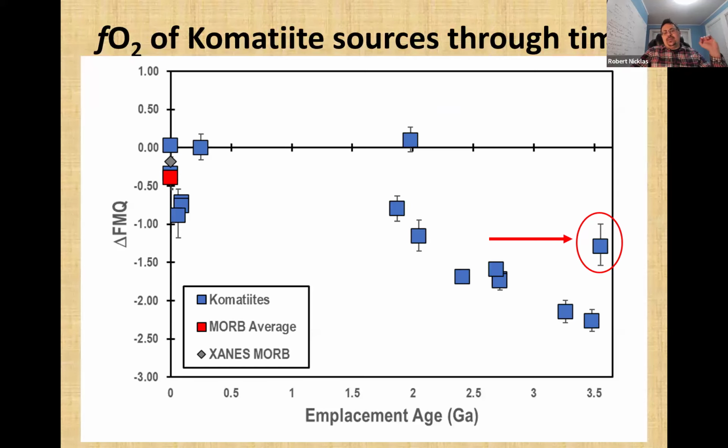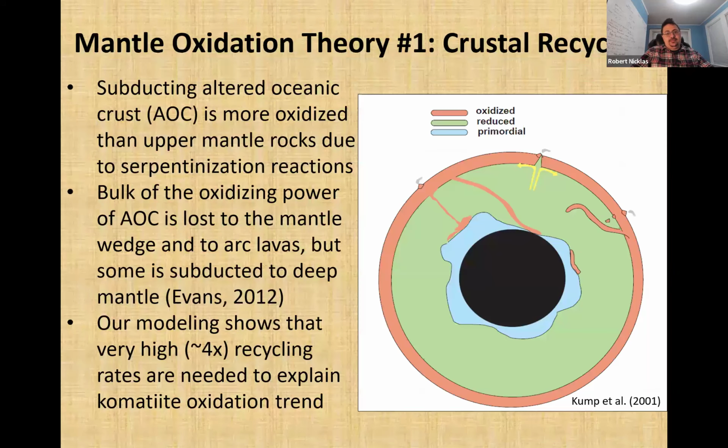So we need to talk about how we're going to explain this trend, our mantle oxidation trend. The first thing we thought about, here's this figure again, I use this figure a lot, is crustal recycling. As I said, the surface and the mantle are out of redox equilibrium. The surface is more oxidized, and therefore, when oxidized material is recycled in subduction zones, it has the potential to introduce oxidants into the mantle.